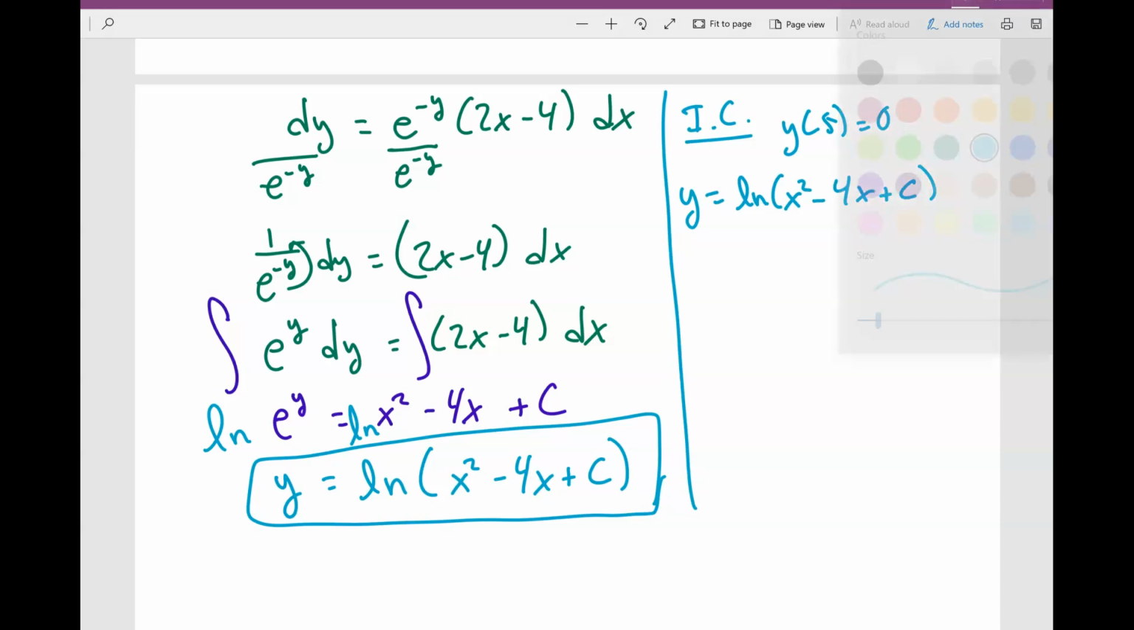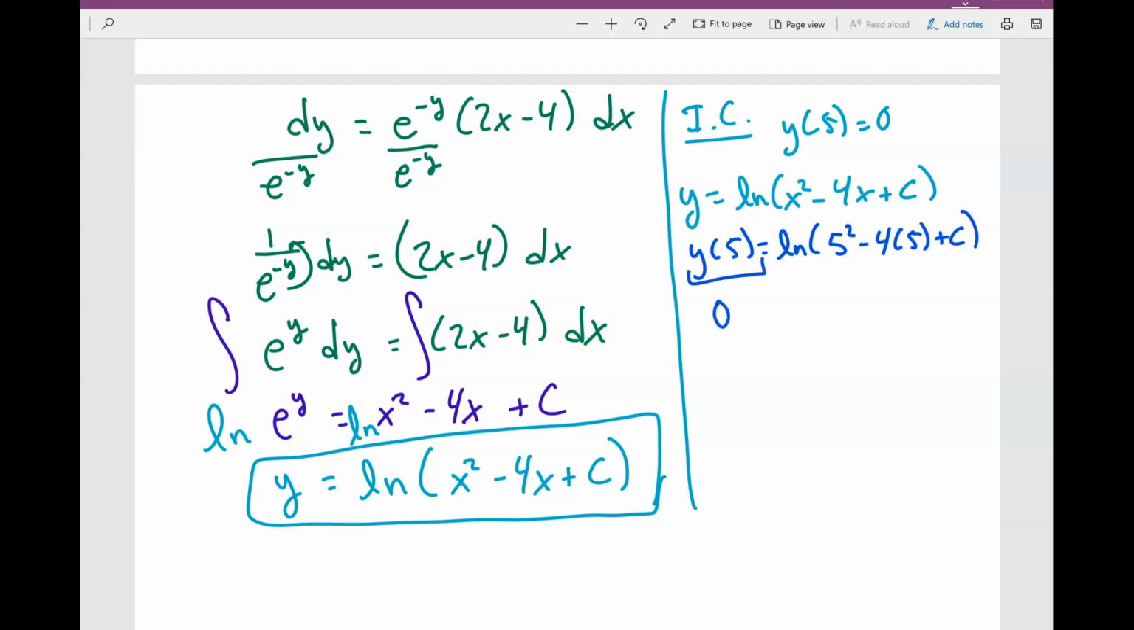So I'm going to plug in y of 5. Okay, so y of 5 is equal to the natural log. So I'm going to have 5 squared minus 4 times 5 plus c. Okay, and now I know that y of 5 is equal to 0, which is equal to natural log of 25 minus 20 plus c. And then you're going to have 0 is equal to natural log of 5 plus c.